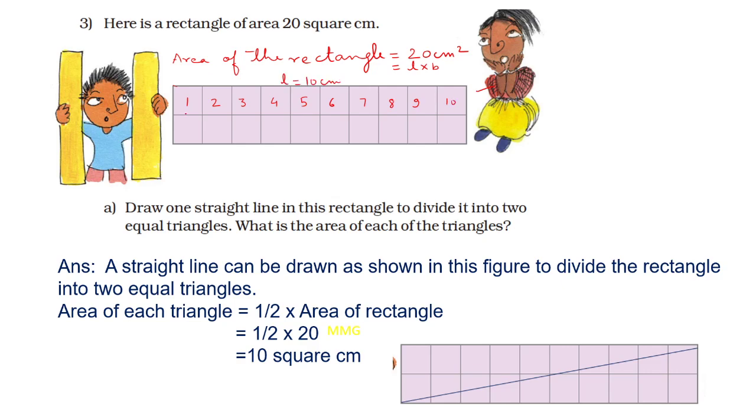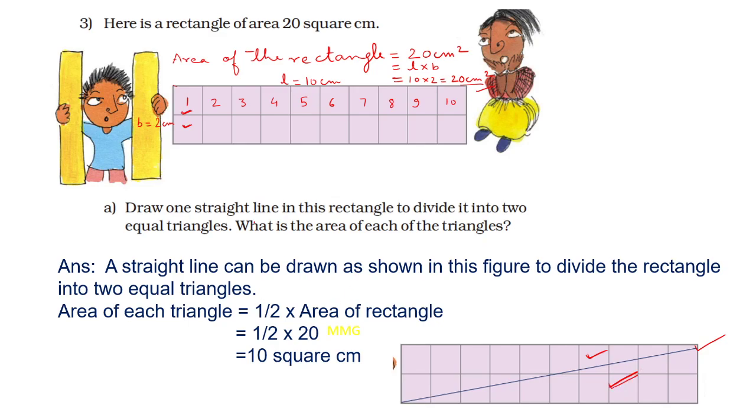Now count number of square row wise. So here your answer is 2 centimeter. 2 squares, 1, 2. And here length into breadth, 10 centimeter into 2 centimeter equals 20 centimeter square. So this is the area of the rectangle. Now what is written over here? Draw one straight line in this rectangle to divide it into two equal triangles. So children, I have drawn one straight line diagonally in this way, and you can see we are getting two triangles here. One triangle is this and another triangle is this.